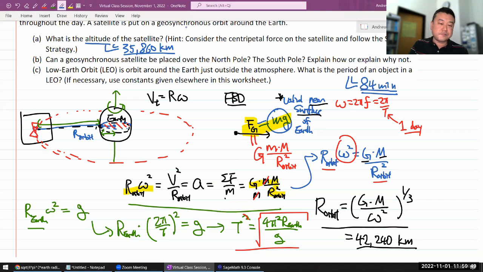You know, geosynchronous orbit is kind of large. A low Earth orbit period is kind of short.